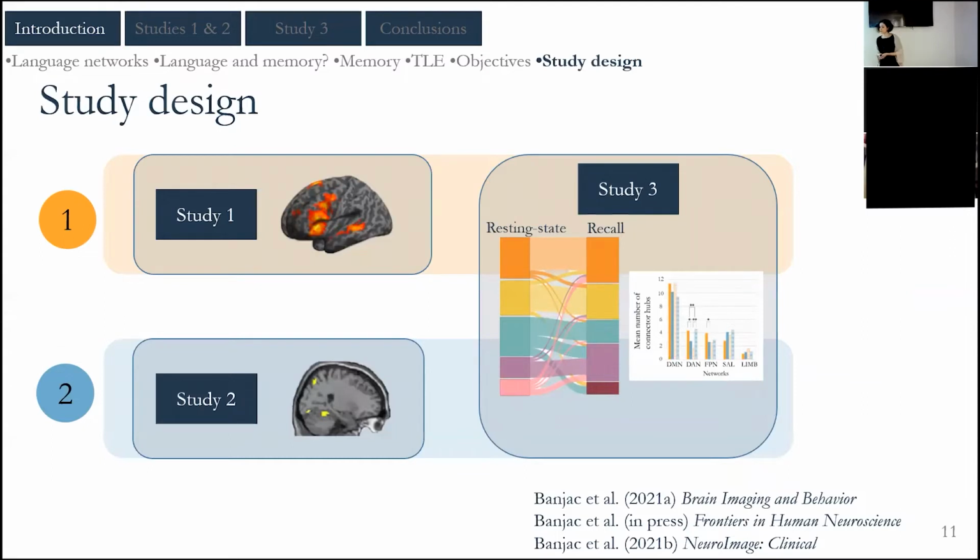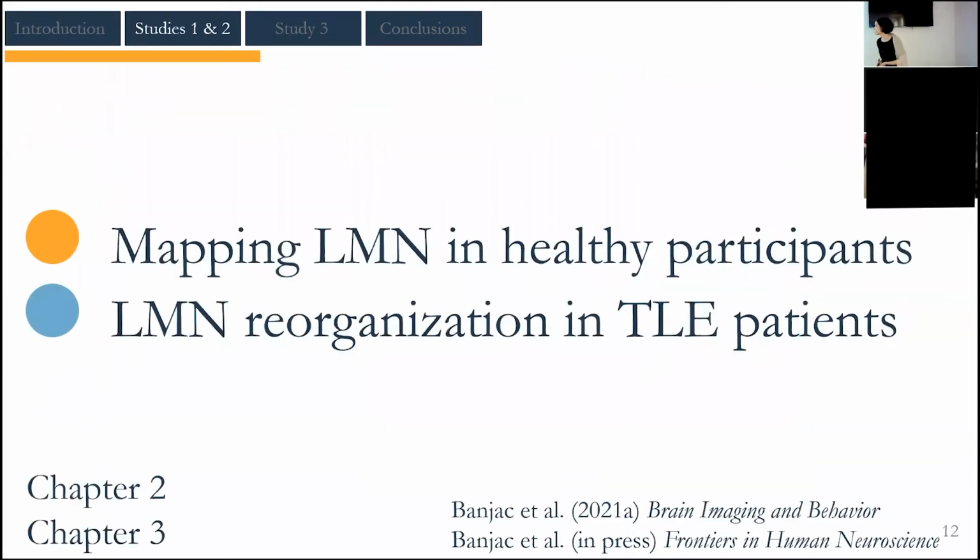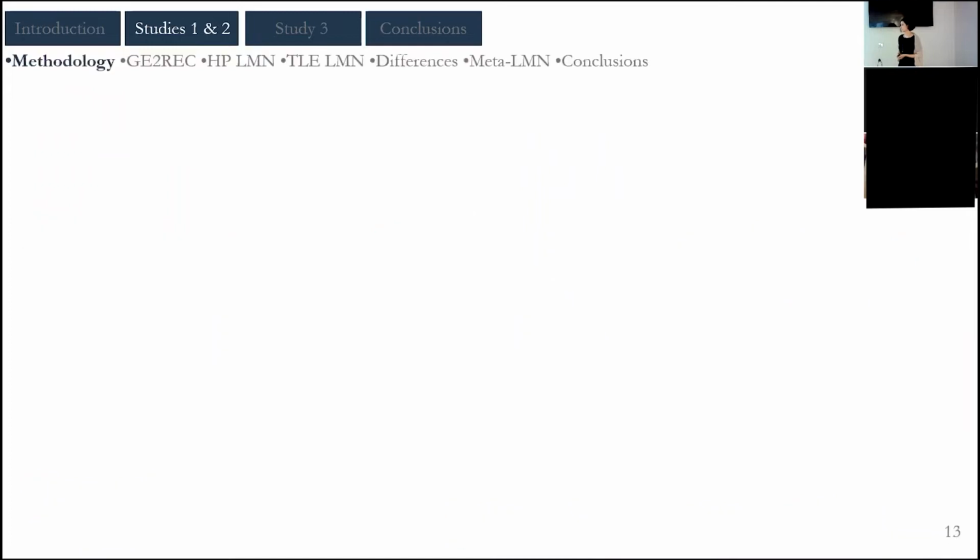Within this framework and within the REORG project, there were several studies that have been performed. However, today I will focus on these three in particular. In the first and second study, we mapped the interactive language and memory network using a protocol developed within this project. Study one focused on healthy participants, study two on temporal lobe epilepsy patients. And in the final study, we analyzed functional connectivity of this network and how it changes from intrinsic to extrinsic state, and what the differences in this change are between healthy participants and temporal lobe epilepsy patients. All three studies have been published or are accepted for publishing. I will now present the first two studies.